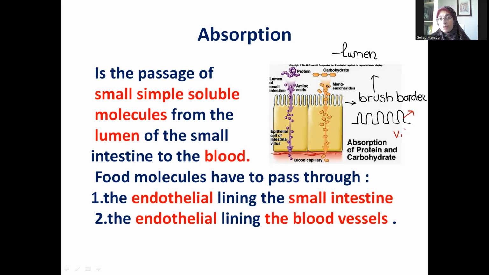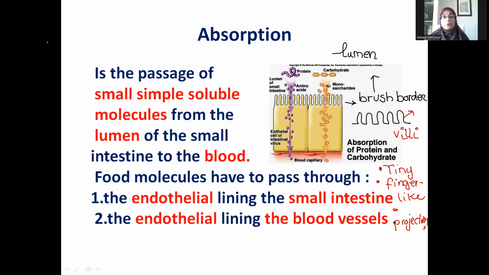The singular is villus and the plural is villi. So what are villi? How do we describe villi? We describe them as tiny finger-like projections. Tiny because they are very small, finger-like because they look like fingers, and projections because they protrude towards the lumen of the small intestine.